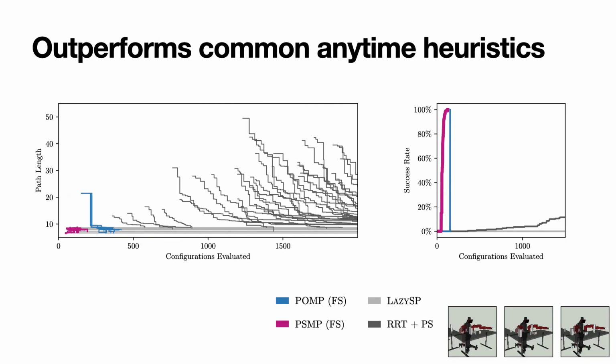In the Baxter environments, we additionally compare with the common strategy of using RT Connect to quickly obtain a feasible path and heuristic path shortening to refine it. On the right plot, we see that this combination discovers initial feasible paths more quickly than LazySP, although both PSMP and POMP can effectively leverage the finite set posterior and beat both baselines. On the left plot, we can also see the initial paths discovered by PSMP are much shorter than those discovered by POMP or the RT and path shortening combination.